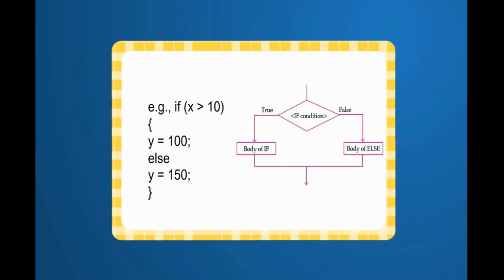In the above example, there are two different statements assigning values to variable y, but out of these two, only one will be executed, depending on the value of x. If it is more than 10, the value of y will become 100. Otherwise, the value of y will be 150.